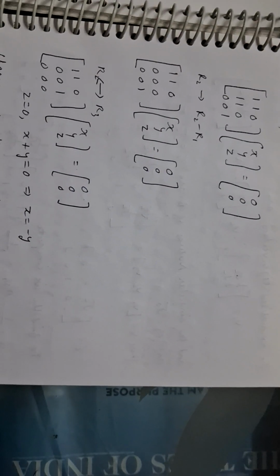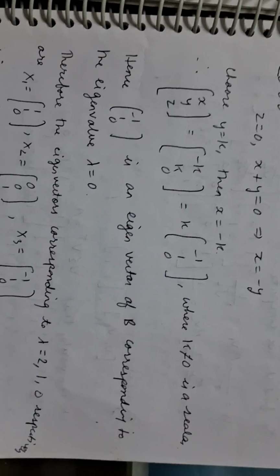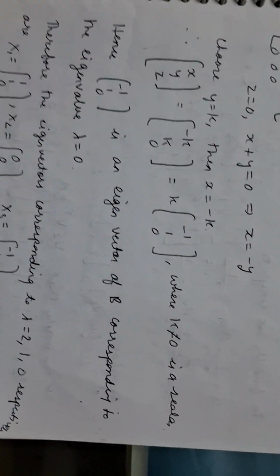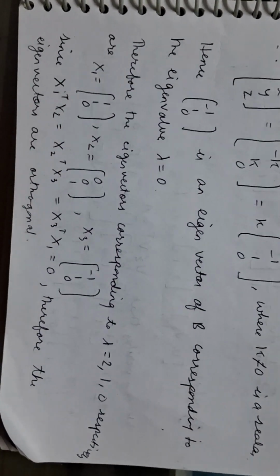Similarly, for lambda equal to 0, it is solved in the same way as it was for the previous two eigenvectors. So here you can find that the final eigenvector corresponding to lambda equal to 0 is minus 1, 1 and 0. Therefore, these are the eigenvectors which are obtained.